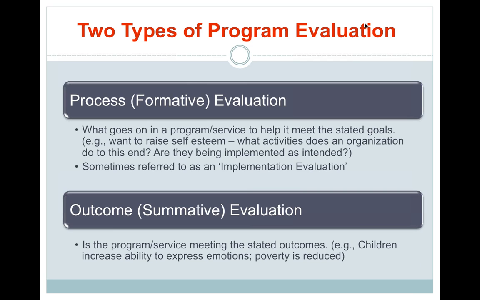So it asks all kinds of questions related to how a program is being rolled out, what is supporting the rollout of a program, and what is hindering the rollout of a program. The next type of evaluation is an outcome evaluation, often called a summative evaluation. And this is looking at a program and whether the program met the outcomes that it was intended to meet.